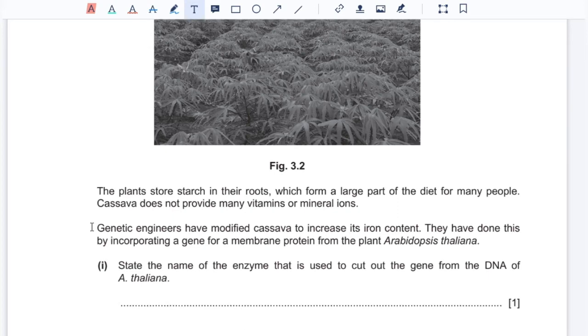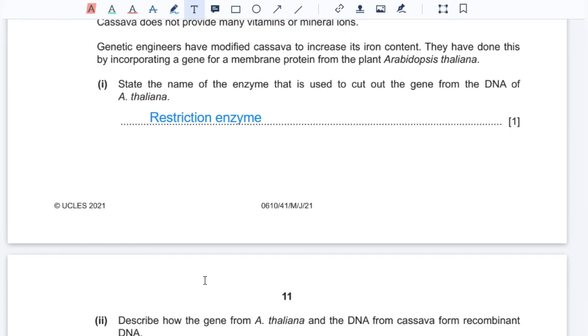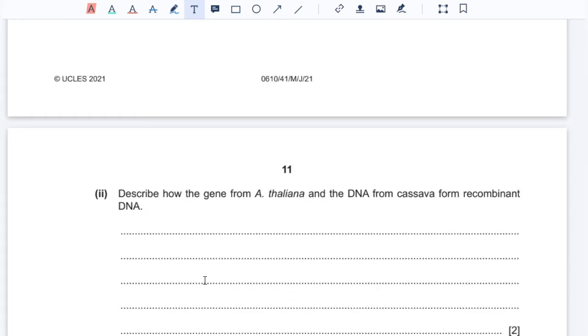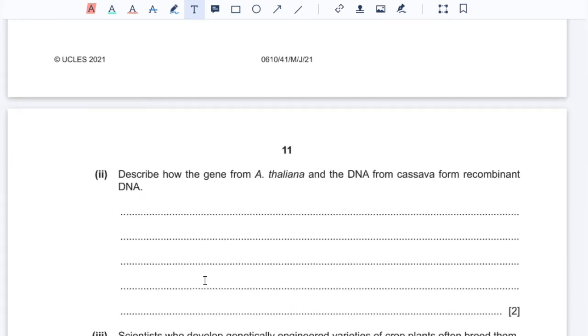1. State the name of the enzyme that is used to cut out the gene from the DNA of A. thaliana. So restriction enzyme is the enzyme which cuts strands of the DNA. 2. Describe how the gene from A. thaliana and the DNA from cassava form the recombinant DNA.